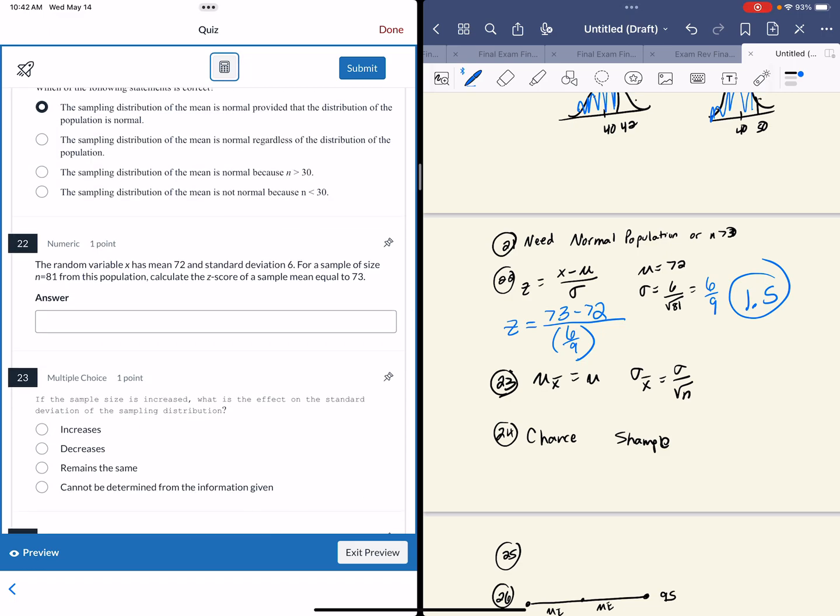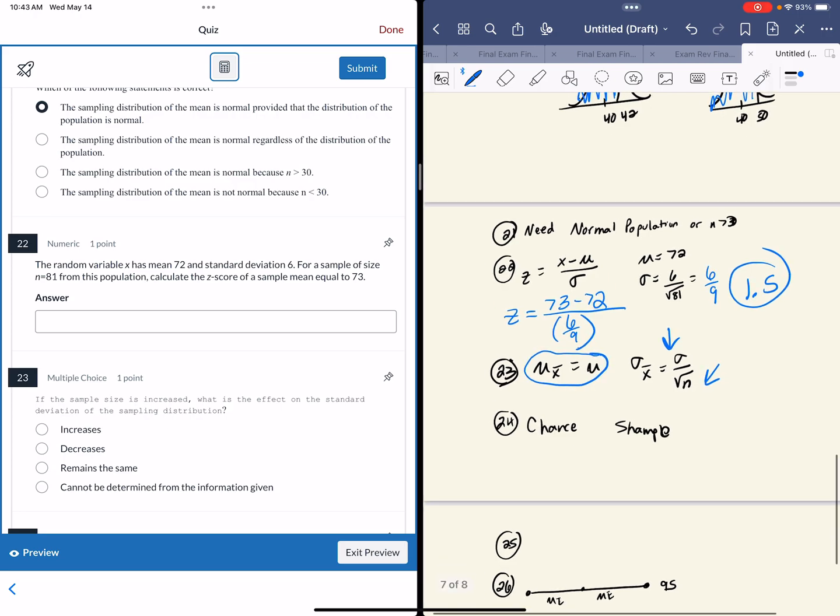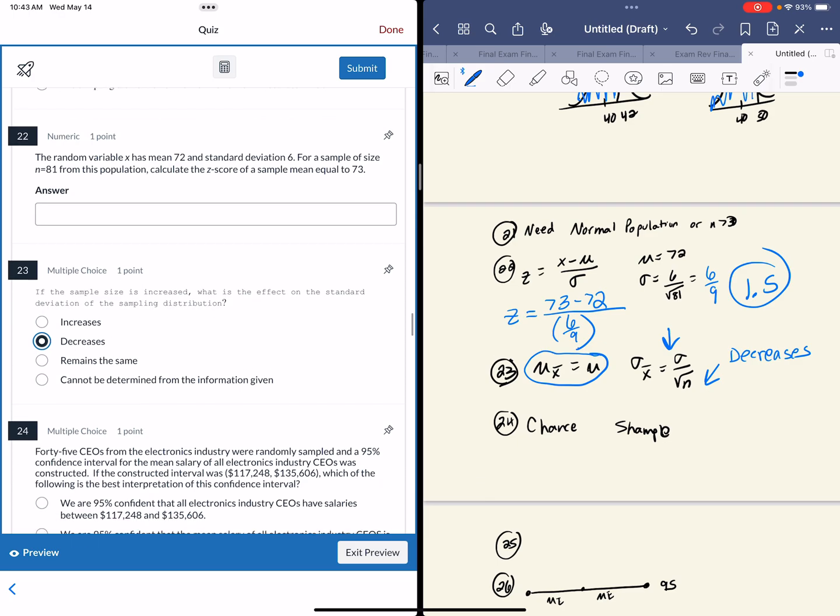23, if the sample size is increased, what is the effect on the standard deviation of the sampling distribution? The mean of the sampling distribution is mu. The standard deviation, or standard error, is sigma over root n. And if you increase n, so if you make your sample size bigger, you decrease this. So it decreases because you're dividing by a bigger number. And if you're not sure, type in a number and divide it by something, and then divide it by something bigger, and you'll see that your original number decreases.